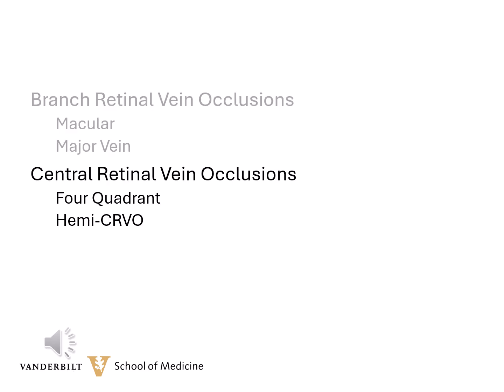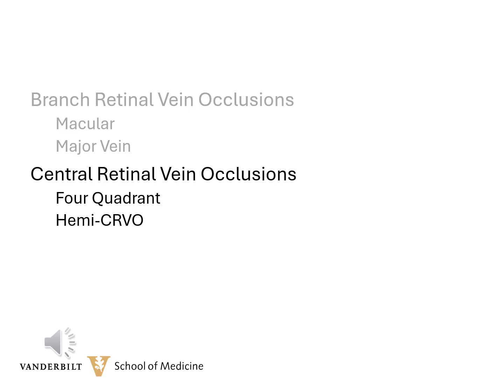Just as with the branch retinal vein occlusions, which had two major types, the macular or the major retinal vein, the central retinal vein occlusions can be divided into two types: the four-quadrant or the hemicentral retinal vein occlusion.